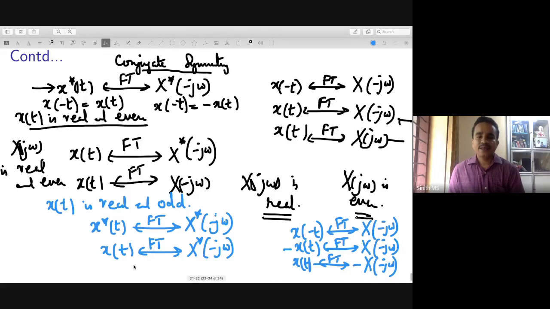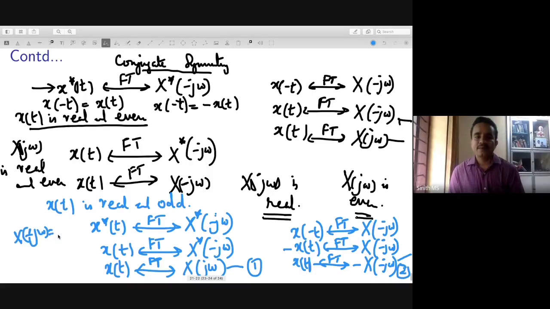Now you know that x of t has a Fourier transform x of j omega, which is the general Fourier transform of x of t. Now if you compare these two equations, suppose you call them 1 and 2, you can see that x of minus j omega is the same as minus x of j omega. That shows that x of j omega is odd, right?